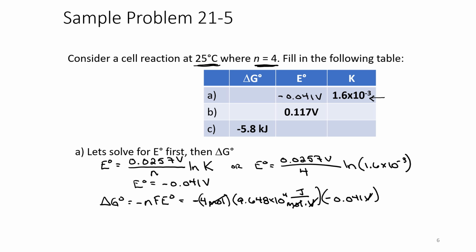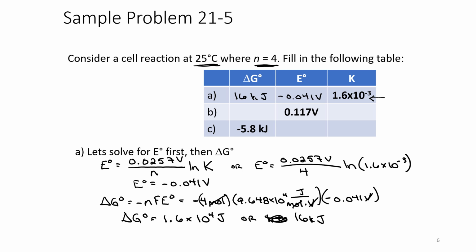That sounds okay for delta G, although we usually do our delta G in kilojoules. So our delta G naught is equal to 1.6 times 10 to the 4th joules, or 16 kilojoules. All right, and that's a positive value.